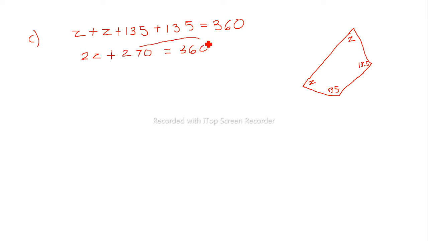We send the 270 over. It's gonna be equal to what? 2Z is equal to what? 360 minus 270. And that's gonna be equal to 2Z. 360 minus 270 is what? 110.